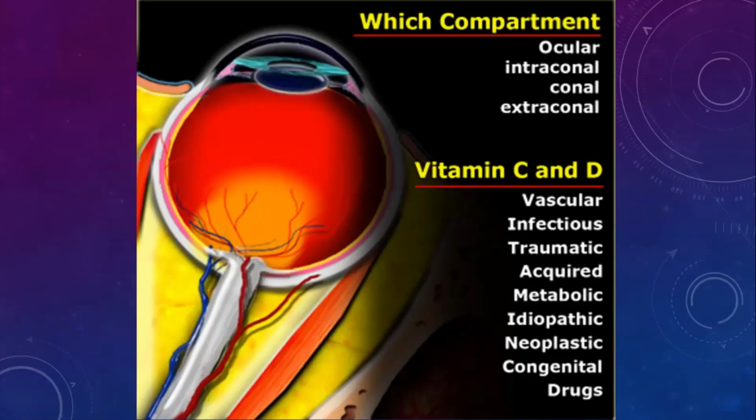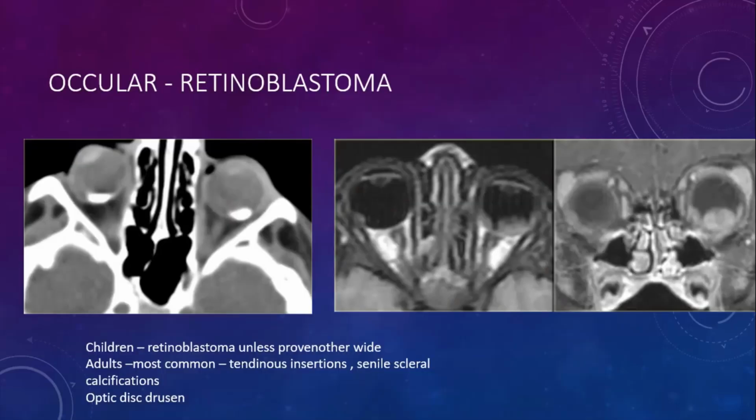First we have to see which compartment we are dealing with, whether we are dealing with the ocular, intraconal, conal or extraconal, and which pathology we are dealing with: vascular, infectious, traumatic, acquired, metabolic, idiopathic, neoplastic, congenital, as well as drugs. So basically we should have a very good clinical history before proceeding to the scans. This presentation is mostly concerned with CT scan only. Okay. So first, we'll go into the ocular pathology.